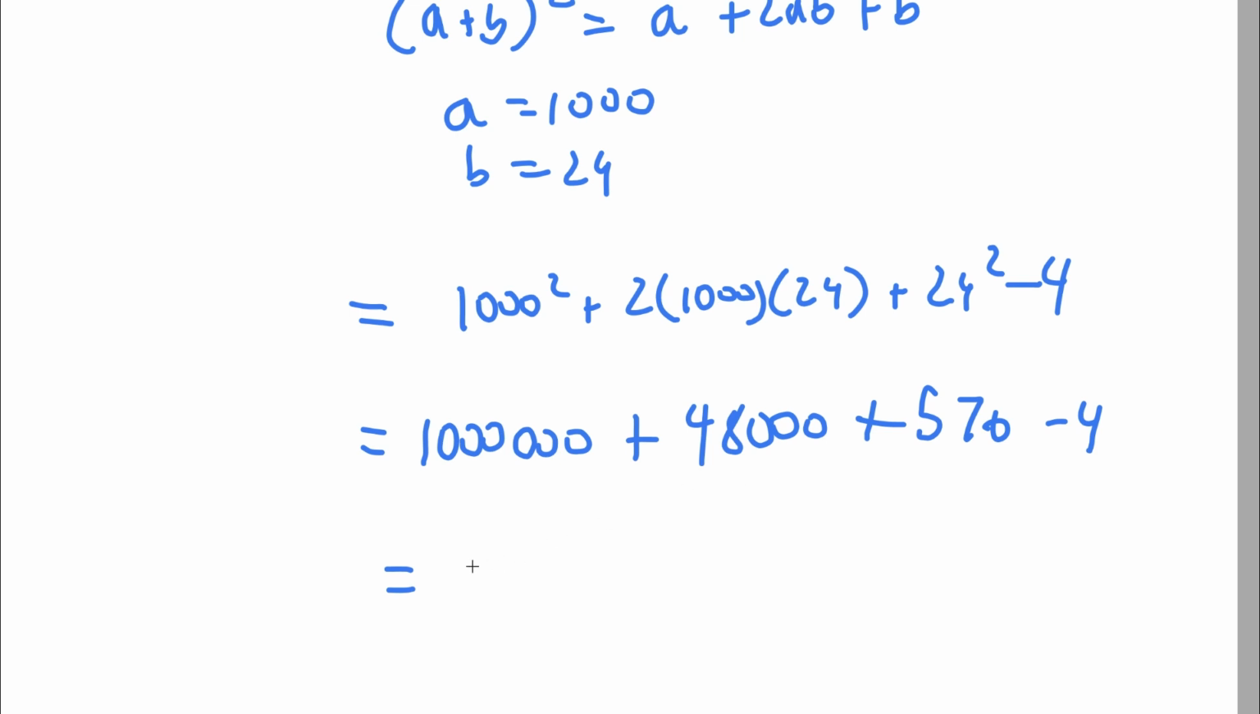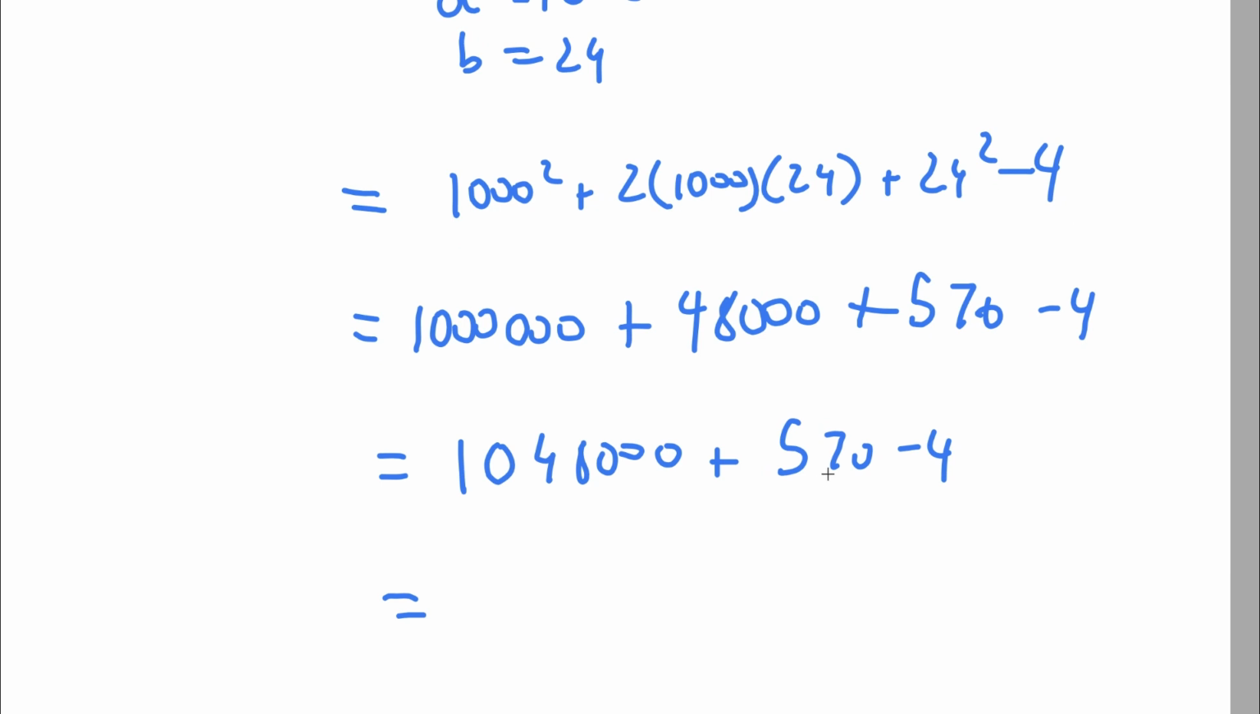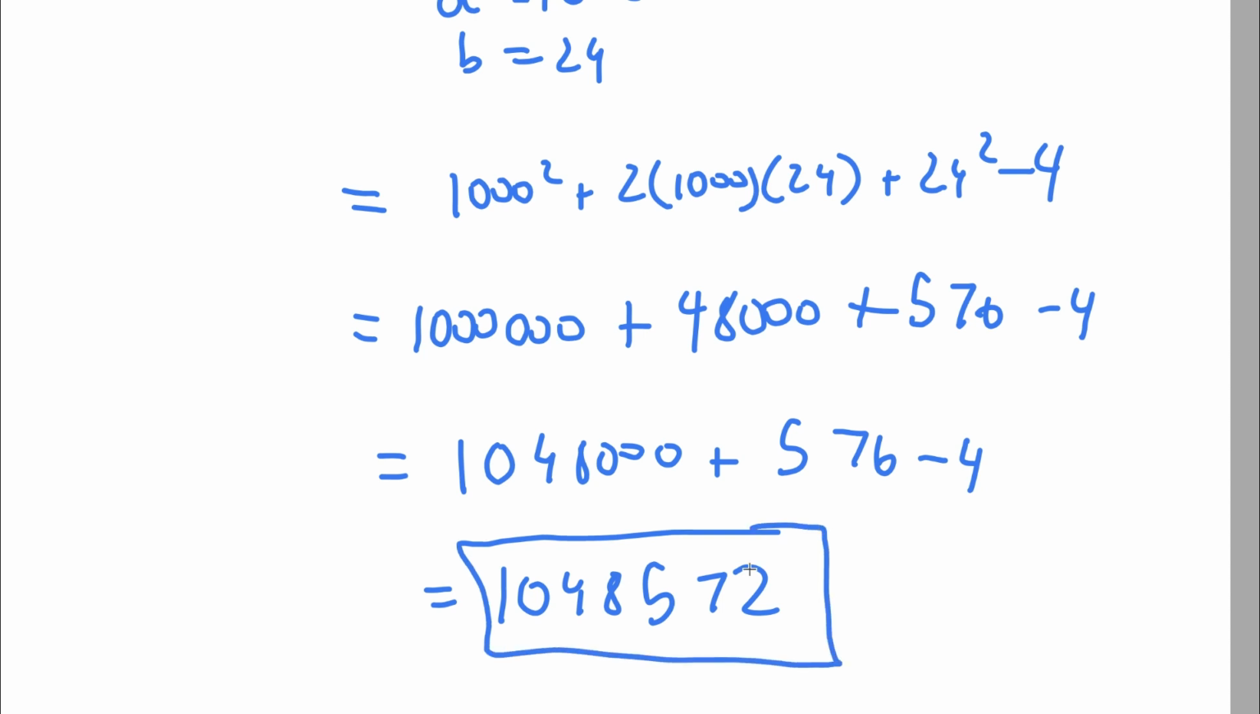Now 1 million plus 48,000 is 1,048,000. So I have this plus 576 minus 4. Sorry, at first I said 570, but this is actually 576. So I have 576 minus 4, which is 572. So 1,048,000 plus 572 is 1,048,572. So this is my answer.